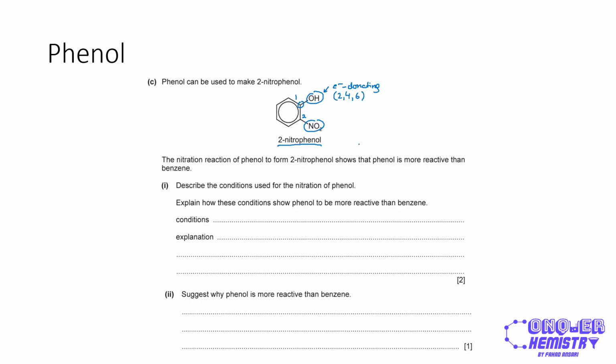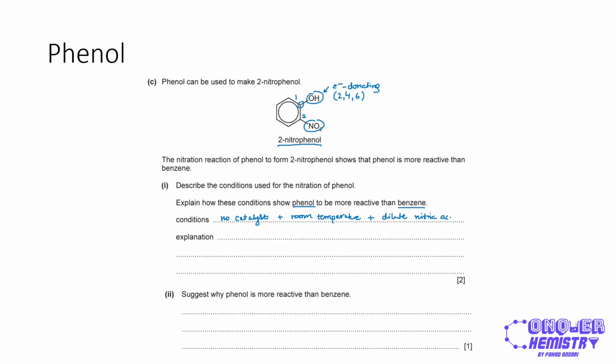The conditions for the nitration of phenol are slightly different from the conditions for the nitration of benzene, in that you do not need a catalyst. So no catalyst needed and no heating required either. You just require room temperature and you're ready to go. In fact, with benzene, you need concentrated nitric acid, but with phenol, even dilute nitric acid will work.